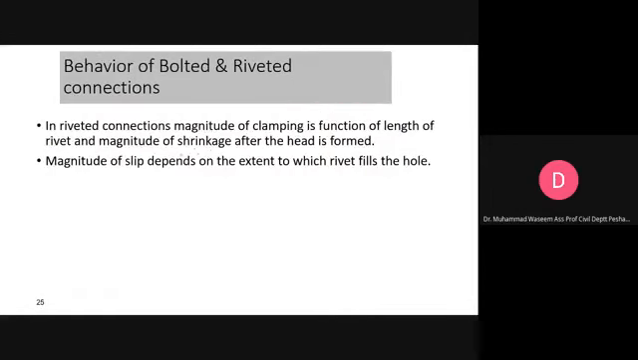So this is now in riveted connections. We have already studied that in riveted connection, the magnitude of the clamping force is a function of the length of the rivet and the magnitude of the shrinkage after the head is formed. कौन सी head की मैं बात कर रहा हूँ? इस head की बात कर रहा हूँ. Second head, this head. When this head is formed, shrinkage is produced in the rivet. So as a result of the shrinkage, clamping force will be produced.